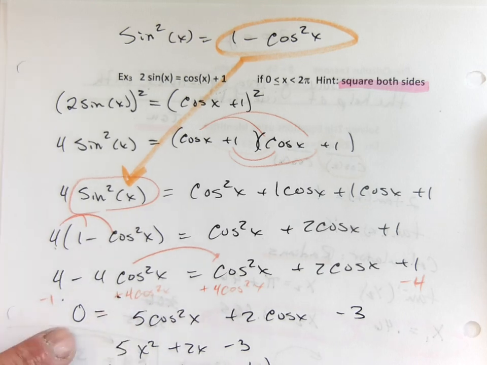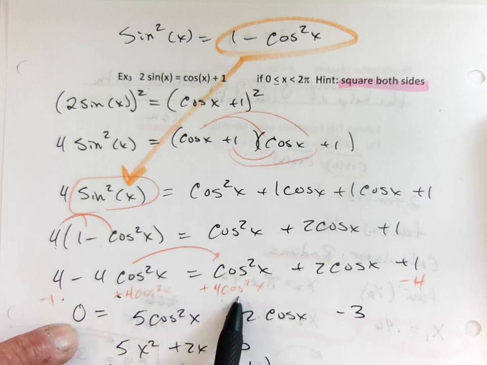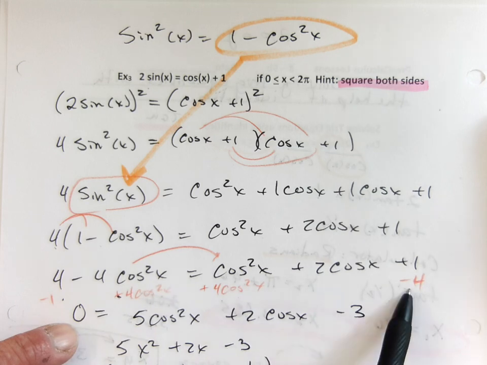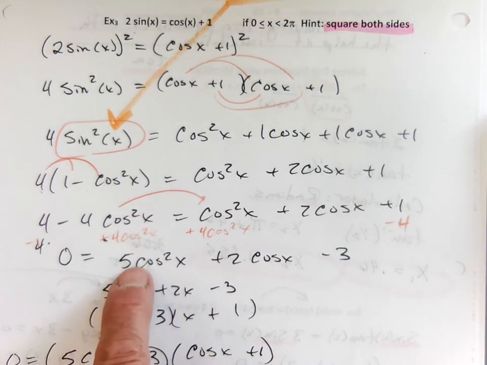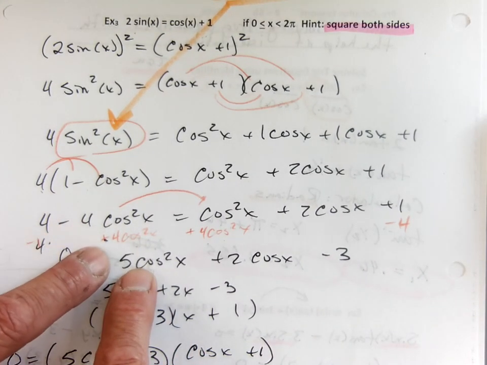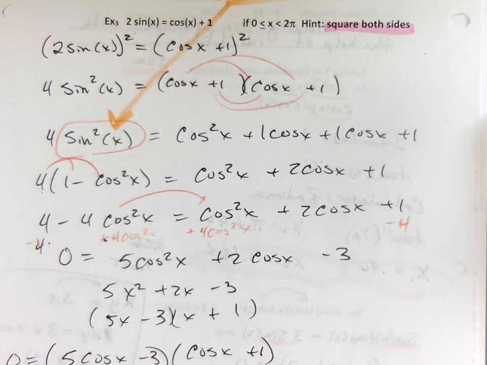I need to make it equal to 0 because I'm thinking I'm going to have to factor. So to make it equal to 0, I add a 4 cosine squared, sorry. 5 cosine squared. I subtracted 4 from both sides, gave me a minus 4, sorry. And then I wound up with 5 cosine squared plus 2 cosine minus 3. Now, this will factor, and I did the factor with algebra.